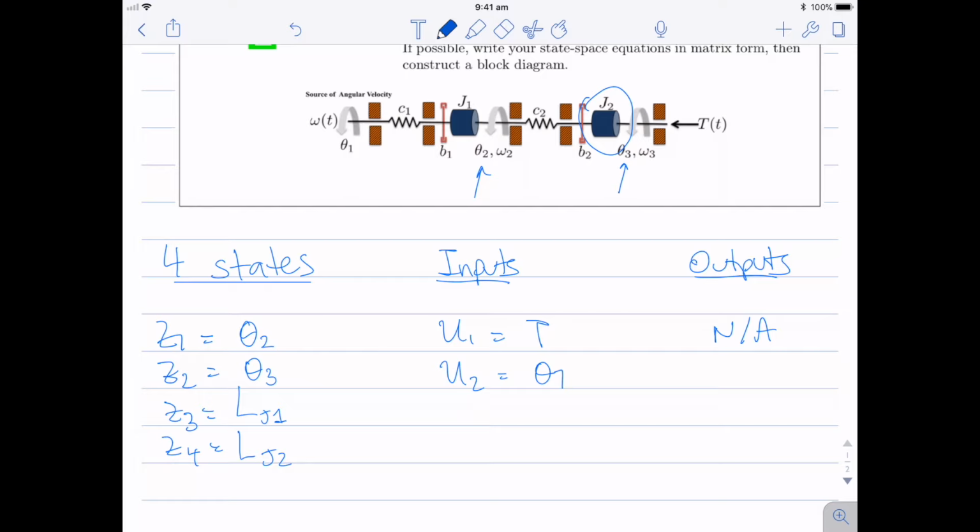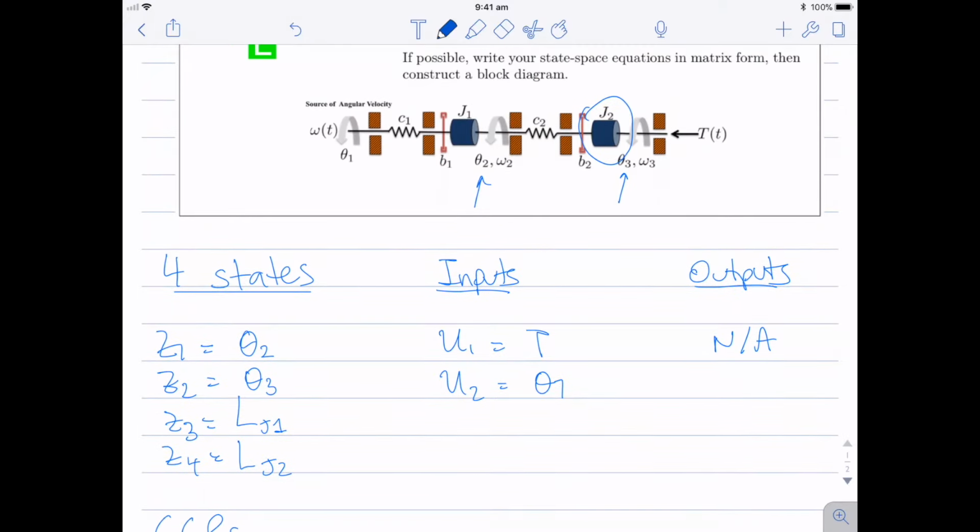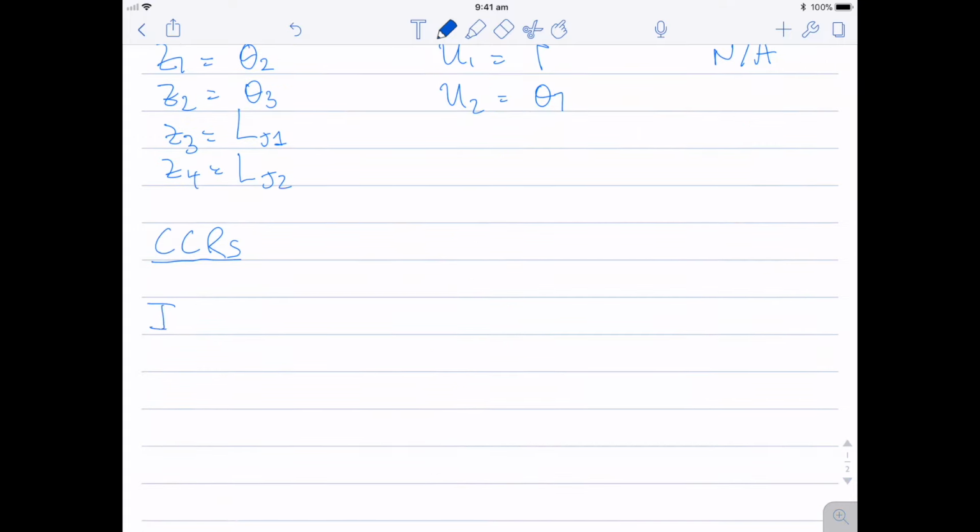Next we're going to need CCRs, the relationships, if you like, the miniature models which govern how each of the components in the system work independent or irrespective of how they're connected. So I'm going to need some for the springs that are present, some for the frictions which are present, and some of course for the inertias. So let's be a little bit general. Inertias, springs, and frictions.